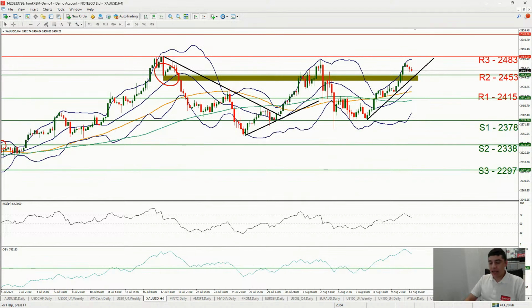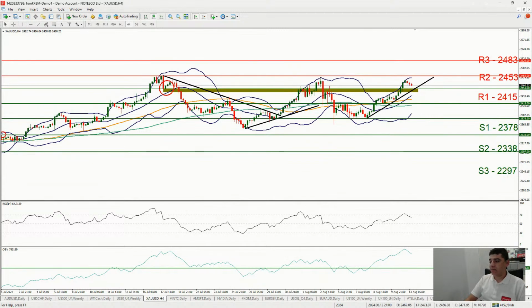One could opt to place R2 at 2,500, and they could be correct as well. 2.5K is indeed a key psychological figure, but I'm opting for the distance between my support levels. It doesn't mean that placing resistance at 2.5 is wrong. It simply means that I'm opting for something just a bit higher based on the support levels that I have. And then I'm taking S2 and S3.